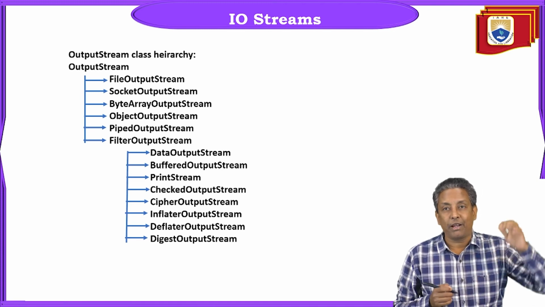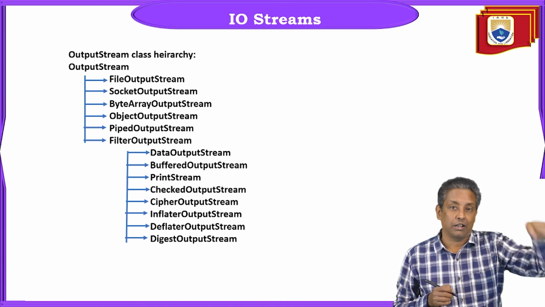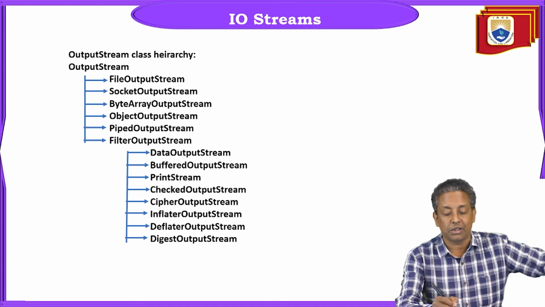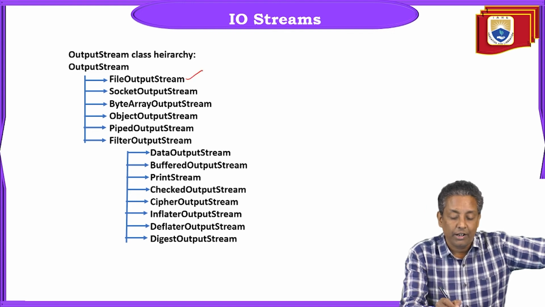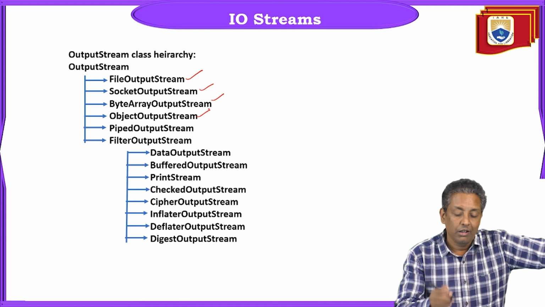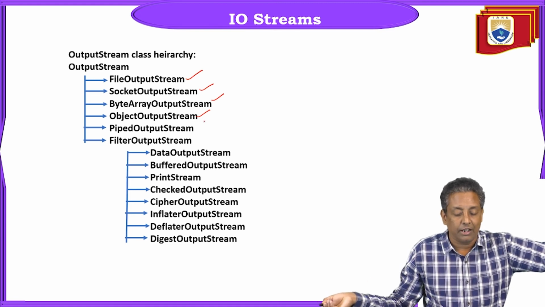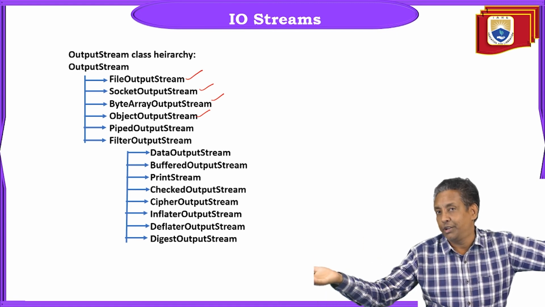Previously I have shown the input stream class hierarchy. This is the output stream class hierarchy. In the output stream class hierarchy, what are the direct subclasses of the OutputStream class? FileOutputStream, SocketOutputStream, ByteArrayOutputStream, ObjectOutputStream. The PipedOutputStream example is also ready. That may be covered in the next video.